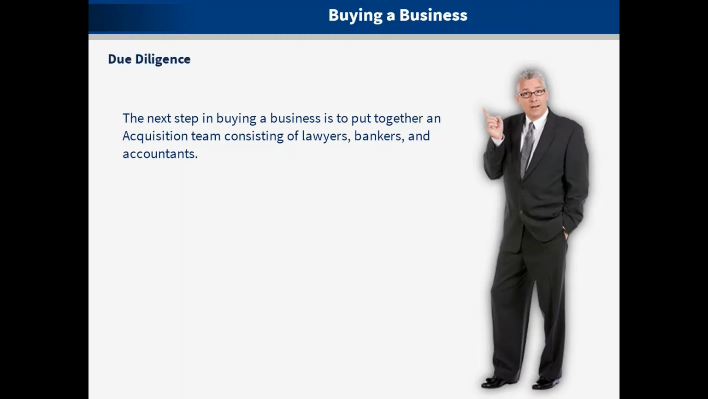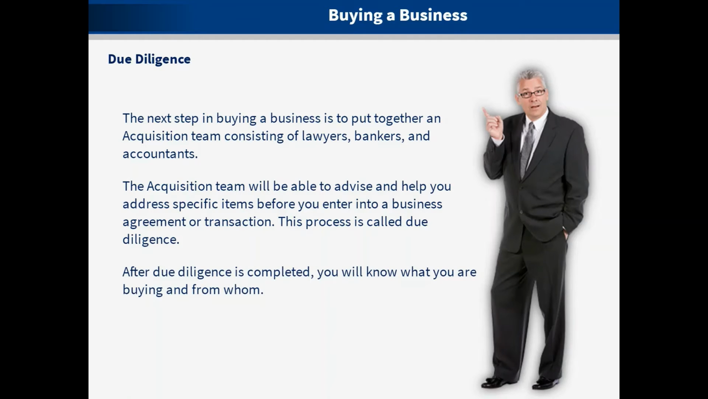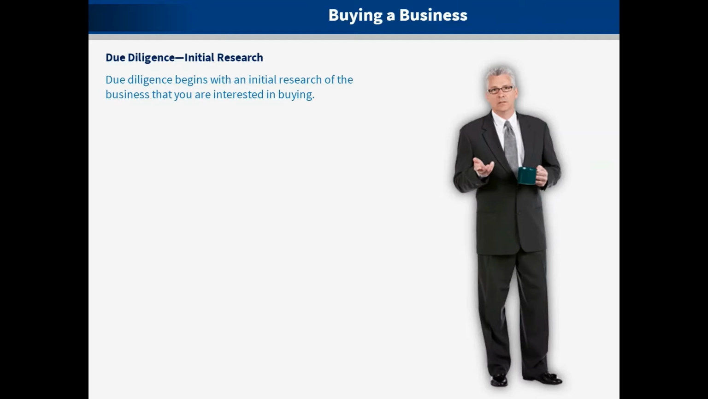The next step in buying a business is to put together an acquisition team consisting of lawyers, bankers, and accountants. The acquisition team will be able to advise and help you address specific items before you enter into a business agreement or transaction. This process is called due diligence. After due diligence is completed, you will know what you are buying and from whom. Due diligence begins with an initial research of the business that you are interested in buying.